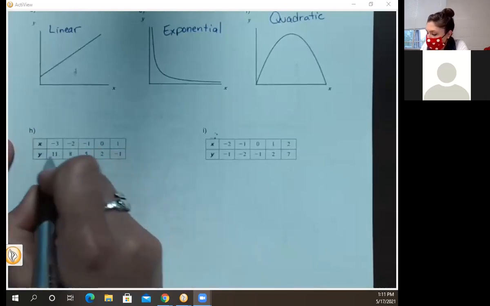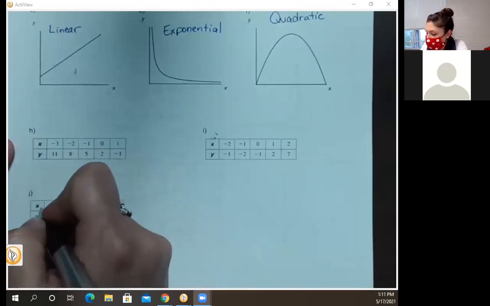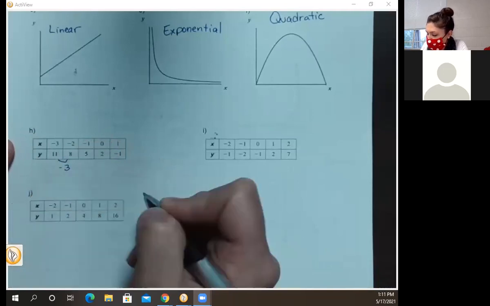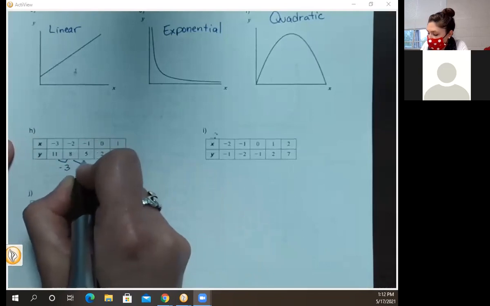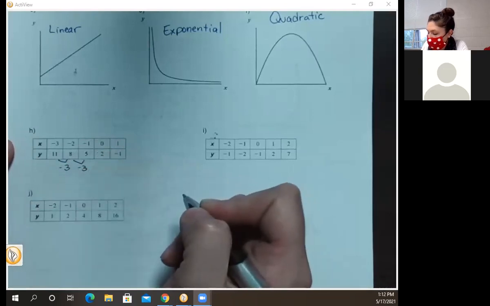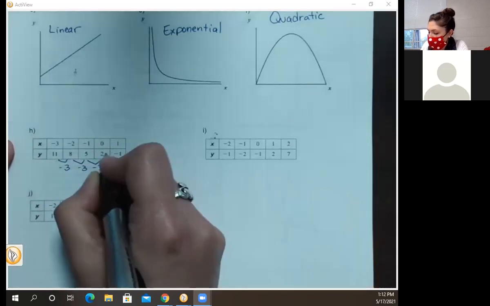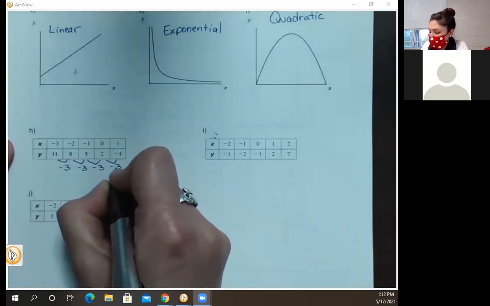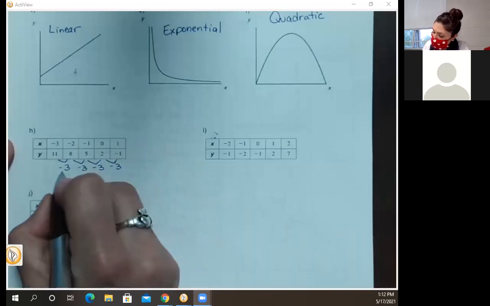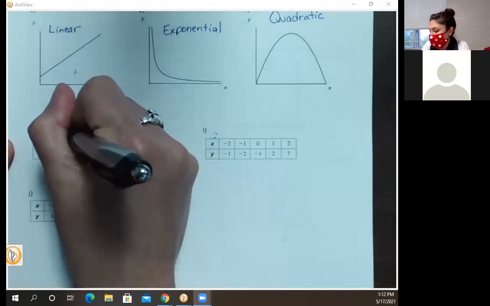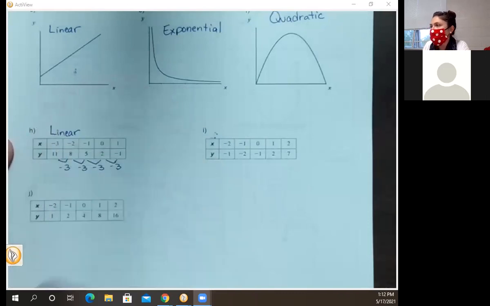So for H, remember I'm focusing on those Y values. To get from 11 to 8, we would have to subtract 3. To get from 8 to 5, I would have to subtract 3. To get from 5 to 2, I have to subtract 3. To get from 2 to -1, I have to subtract 3. Since I'm subtracting the same number every time, that means that this is a linear function. Adding or subtracting the same number every time gives you a linear function.